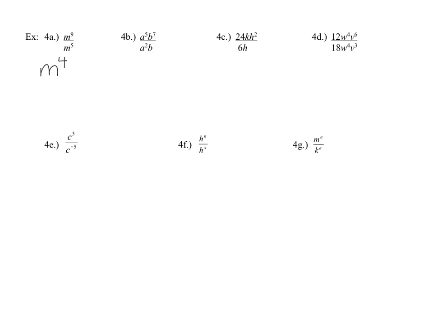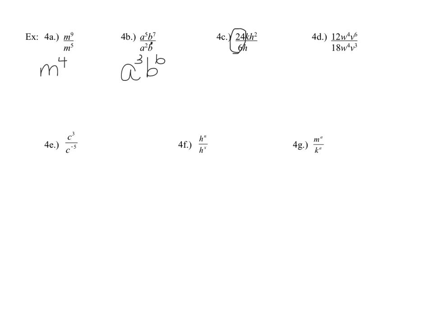Okay, you should have gotten a to the 3rd, b to the 6th. Don't forget that the one at the bottom actually has an exponent of 1 on it. All right, now let's do 4c together. If you take a look at 24k to the h squared over 6h, well, 24 and 6, let's just take a look at that. 24 and 6, those are not exponents. This is just division, right? So 24 divided by 6 is just 4.